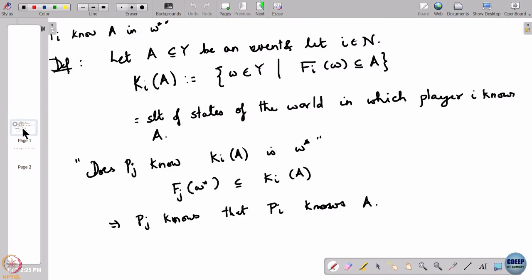Yeah, what was the question? Omega is an element of Y, right? Where are you referring to? The definition. Fi of omega is the element of the partition for player I. And that element has to be completely enclosed in A. Right? Yes.